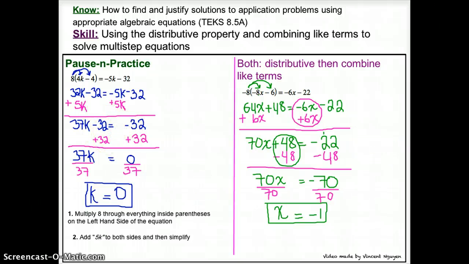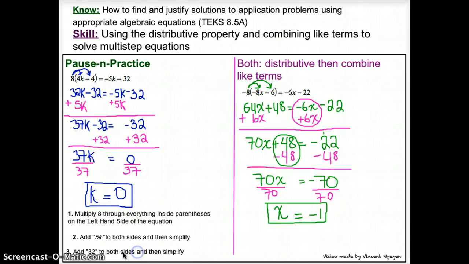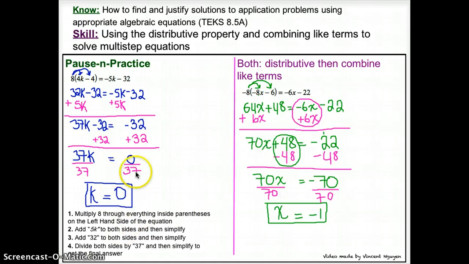And then finally, step number 3 is I add 32 to both sides of the equation, and then I simplify. The reason I add 32 is because here I have negative 32. Okay, so to reverse that, I add 32. So I simplify and I get 37k equals 0. Then finally, step 4 is when I divide both sides of the equation by 37, and I end up with 0 divided by 37, which is 0.